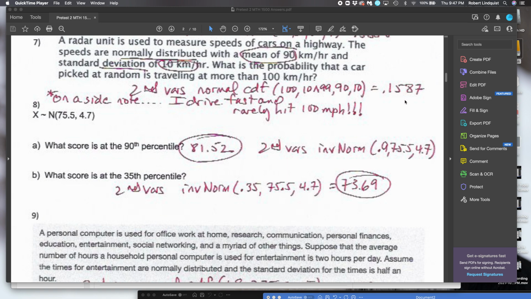On a side note, I drive very fast, and I can think of only 3 times in my life when I hit 100 miles per hour. So these guys are going really, really quick. And that doesn't mean you should drive fast. You should definitely not drive fast. Am I clear about that? Tickets, problems, deaths, it's not a good thing.